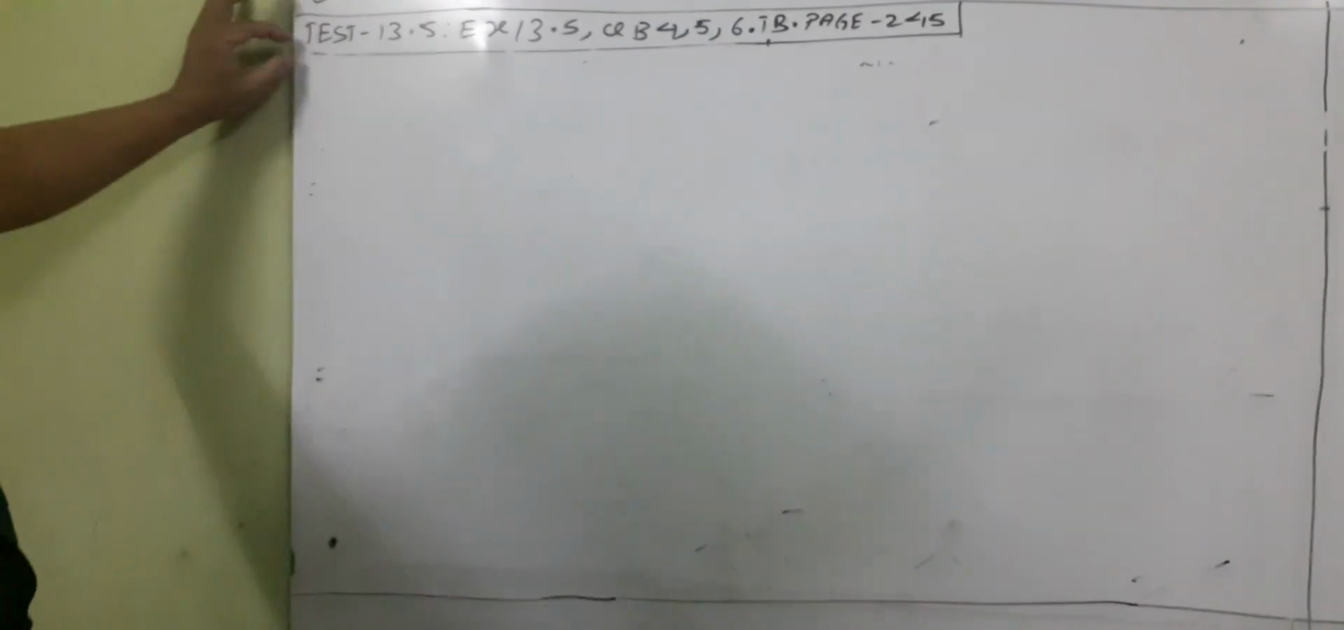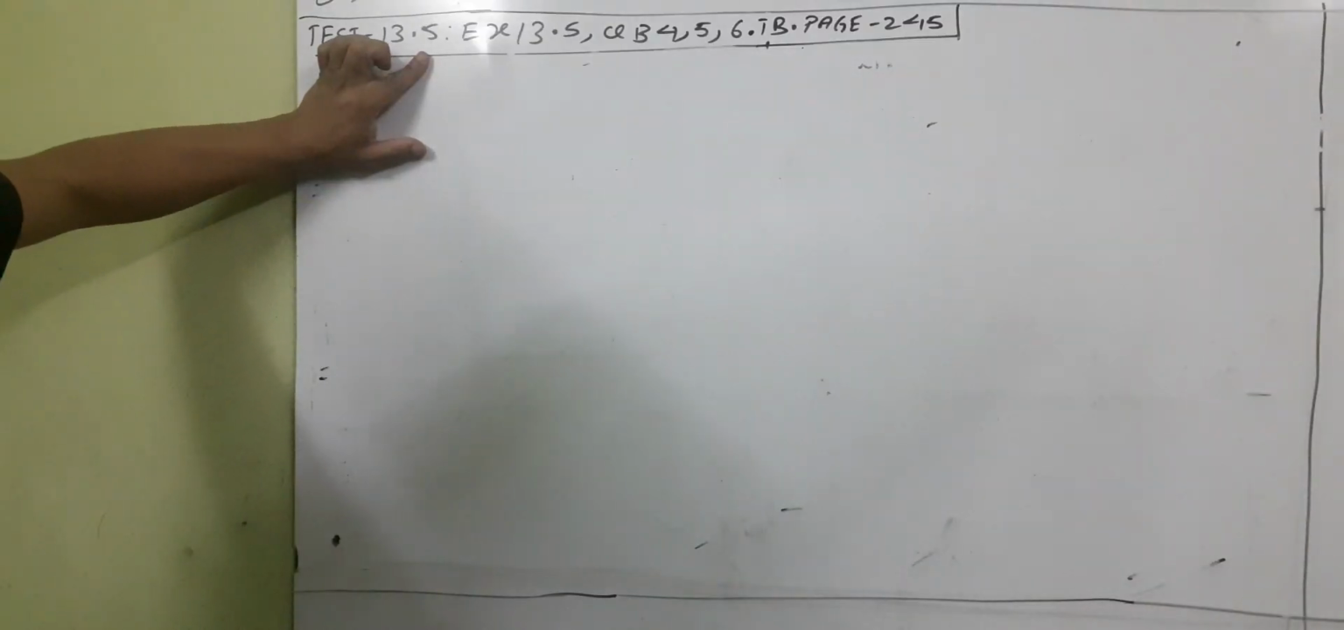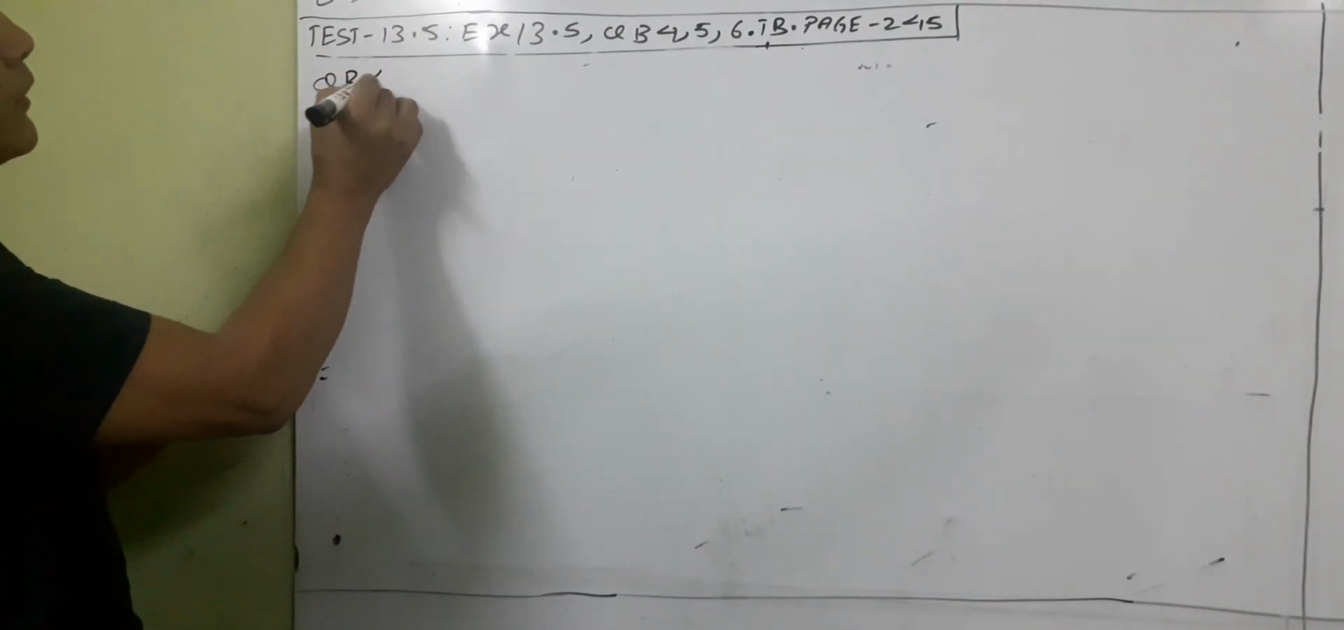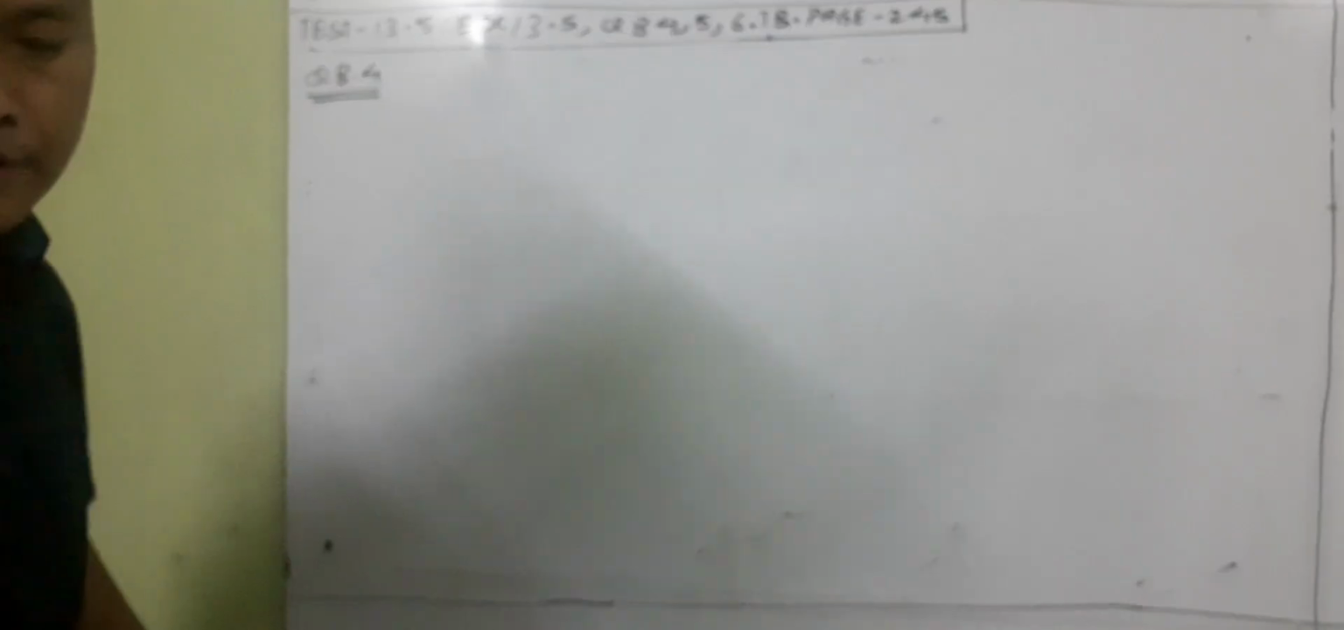Okay, so here, exercise 13.5, class 9 maths. These are the questions that we need to do. You write this one down and then let us start with question 4. Let me read the question for us.